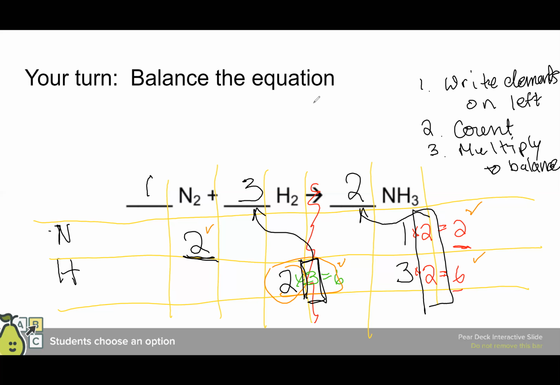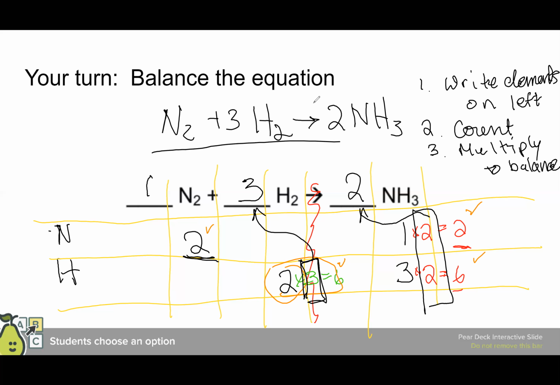So my balanced equation is N2, I'll just write it, plus 3H2 gives you 2NH3. That would be my balanced equation.